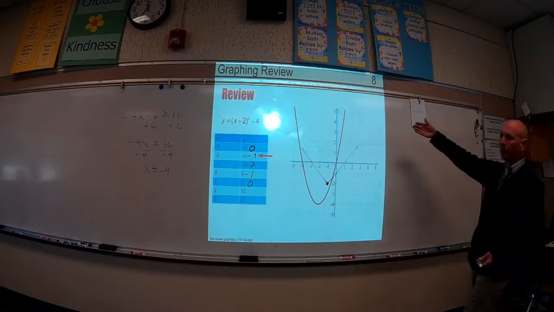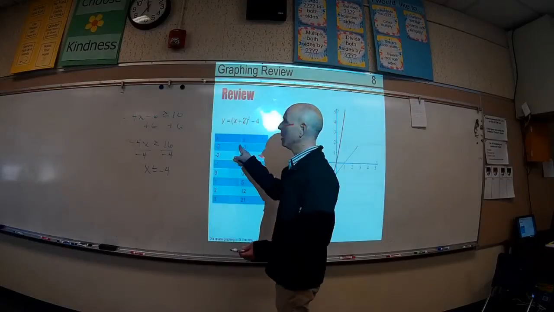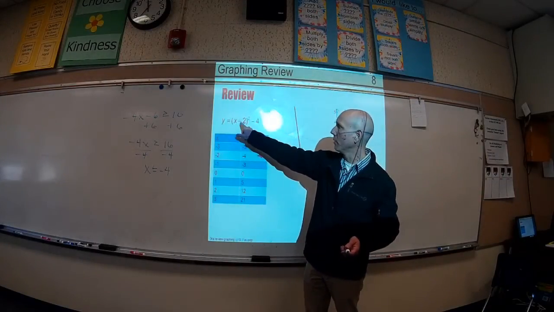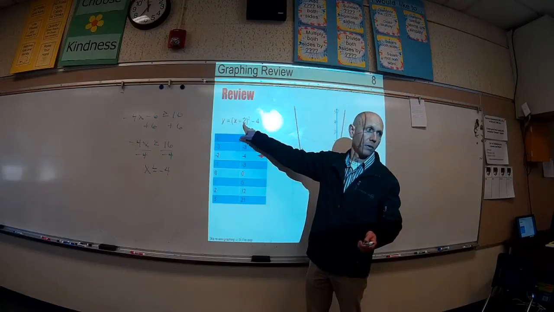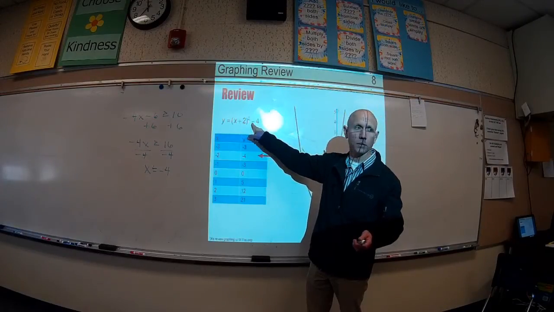This is a parabola. It's a U shape. It's the same idea. Plug in the numbers, see what comes out. So let's do a couple together. Jordan, -3. -3 + 2 is -1, squared. -1 times -1 is 1. 1 minus 4.